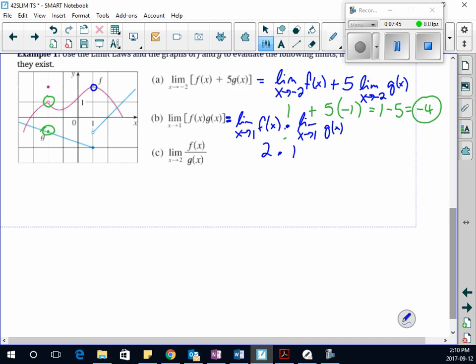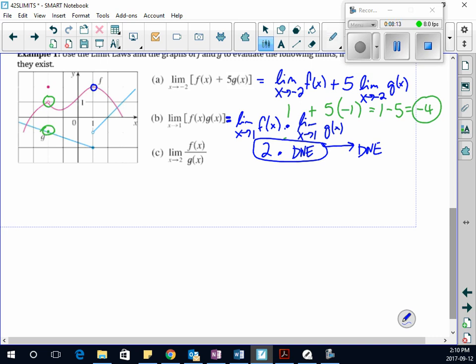If this one does not exist, then what is your actual answer? It does not exist. It's kind of like when we had the pre-cal and we were dividing functions or adding functions, and one didn't exist and we were trying to add it to something that did exist. We just couldn't find it, right? So if part of the limit doesn't exist, you can't actually multiply something by it and get something. Okay, how about the next one?